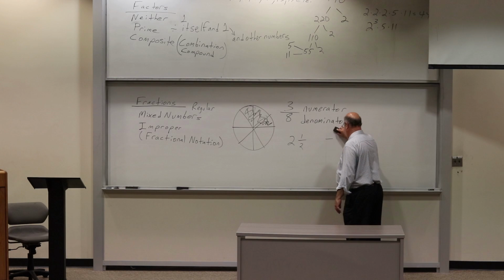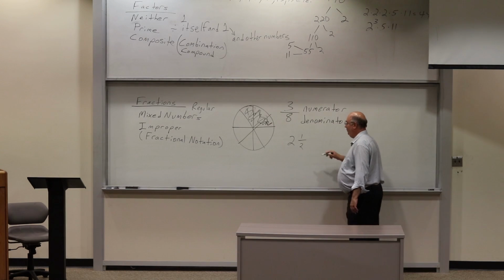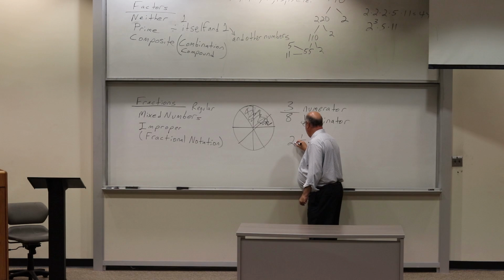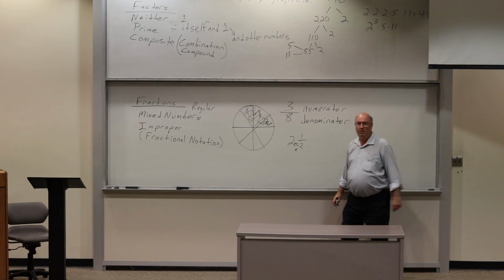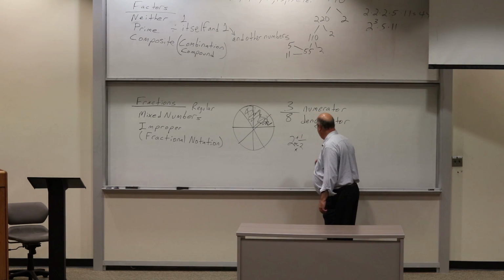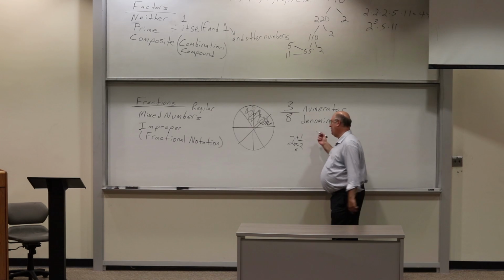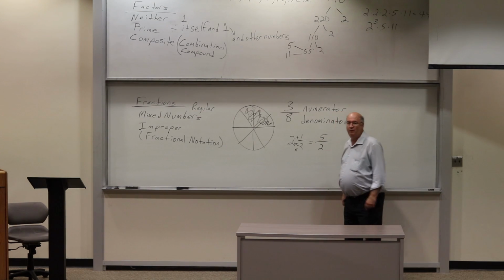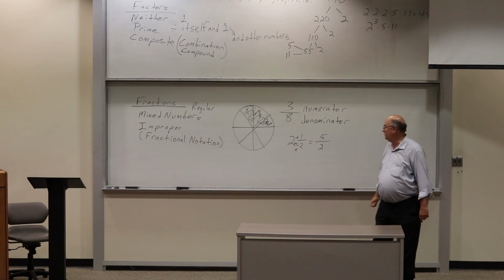I'll move 11 eighths over here. Okay, to do that we go clockwise. We take the denominator, multiply it by the whole number, add the top. 2 times 2 will be 4, and 1 will be 5. So this will equal the same as 5 over 2. All right, that's so far so good.